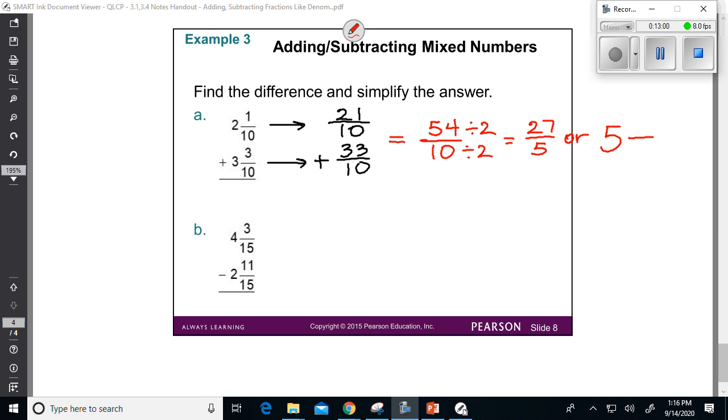So we have 5. What's that other fraction going to be? Reduce 4/10. There you go. Problem's over. So again, it's not hard. You just got to pay attention to what you're doing.